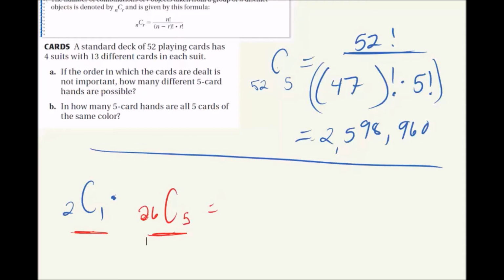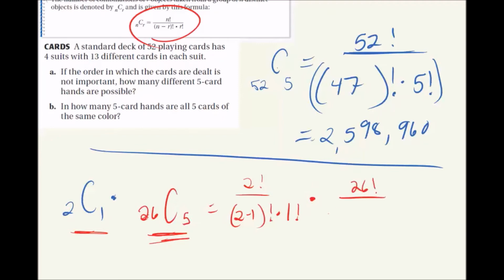So the way we solve this is once again using the formula we've established at the top. So we have 2 factorial over (2 minus 1) factorial times 1 factorial, times this part, 26 factorial all over (26 minus 5) factorial, which is 21 factorial, times 5 factorial. We're going to be very careful to multiply those out. I would simplify each part first before multiplying those together.